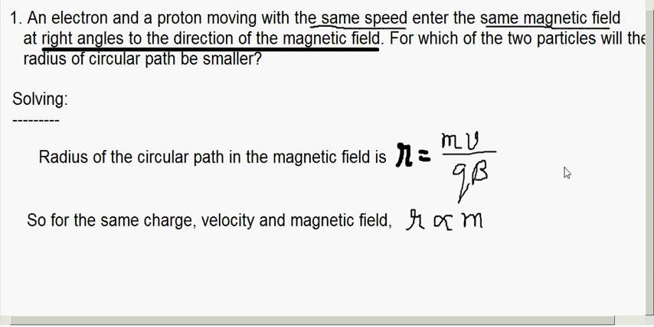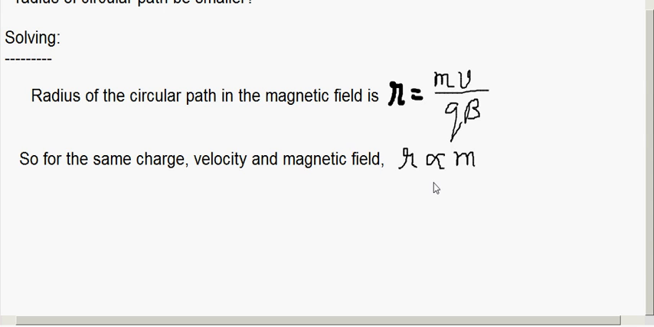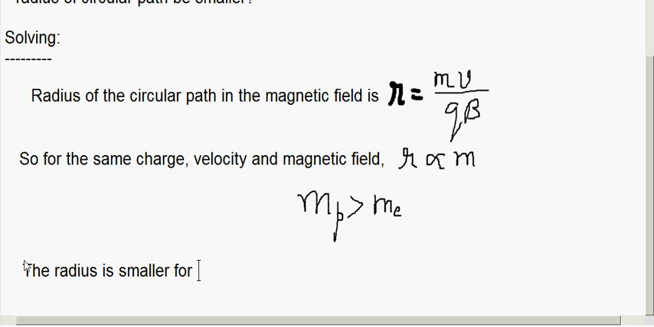Now we know that you have to compare the mass of proton and mass of electron. Radius is proportional to mass, and since the mass of electron is lesser than mass of proton, that is, the mass of proton is greater than mass of electron, hence the radius is smaller for electrons. The radius is smaller for electron because its mass is less.